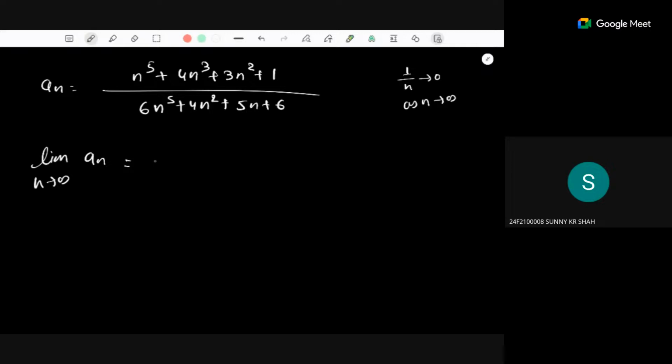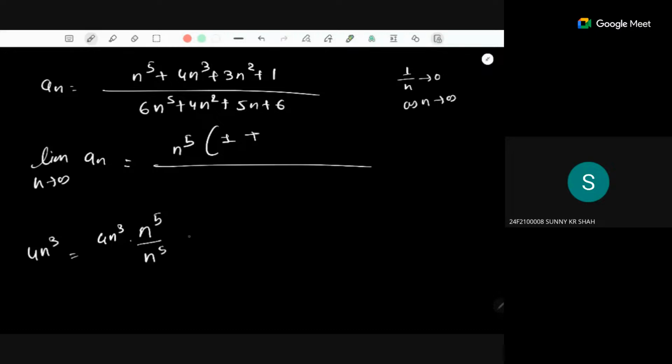So here in the numerator, the largest power of n is n to the power 5. So we'll pull out n to the power 5. What we will get? Here we will get 1. Here we have 4n cube. So how can we pull out n to the power 5 from 4n cube? We have 4n cube. This is same as 4n cube into n to the power 5 upon n to the power 5. Right? We can multiply and divide by n to the power 5. And now we can pull out n to the power 5 from this particular term.